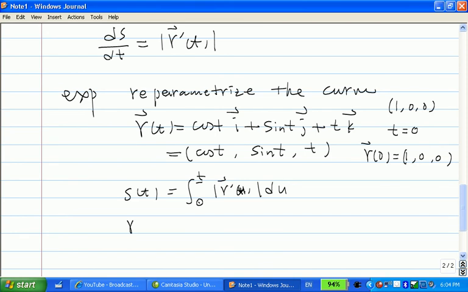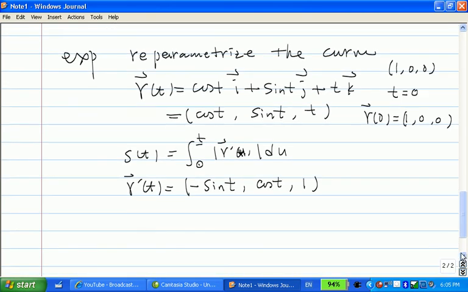Okay, so first of all, we have to find what is r prime t. To find the derivative of the given vector function, find the derivative of each component. Cosine t, take derivative, sine t (negative). Sine t, take derivative, cosine t. t, take derivative, gives you 1. Then we find its magnitude.